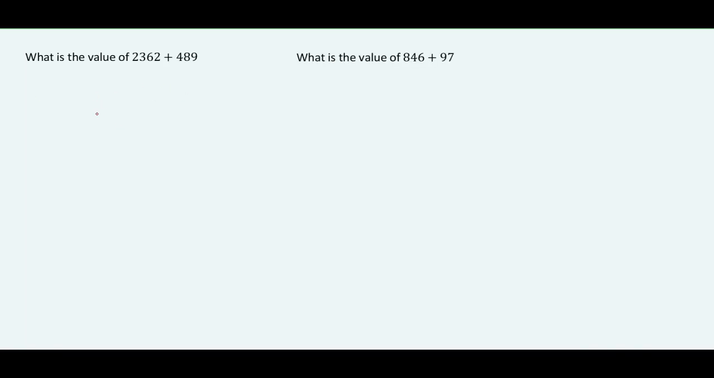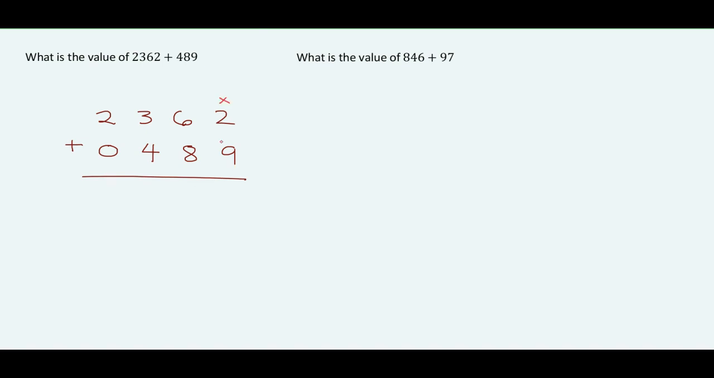So we have 2,362, and then we want to add 489. So we're going to have 9 in the ones, 8 in the tens, and 4 in the hundreds. So we're going to put a 0 in the thousands, and then we're going to add these numbers together. So we start from the right hand side.